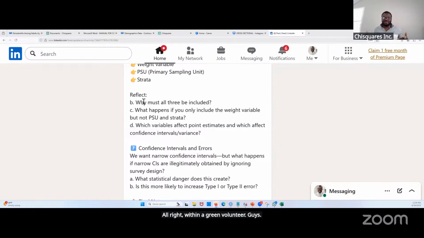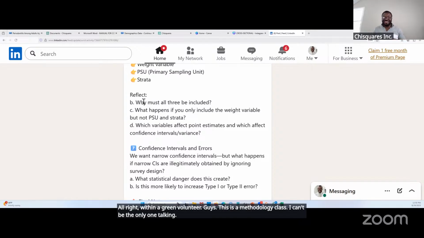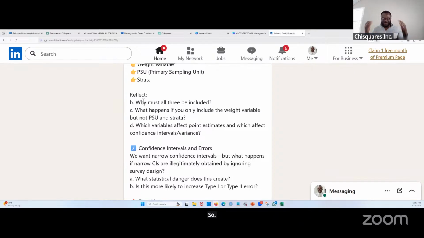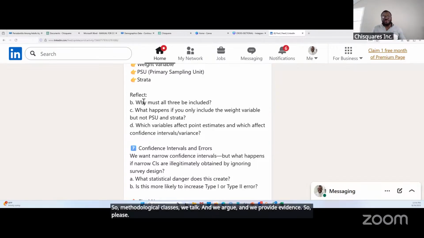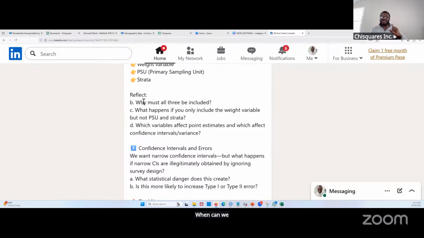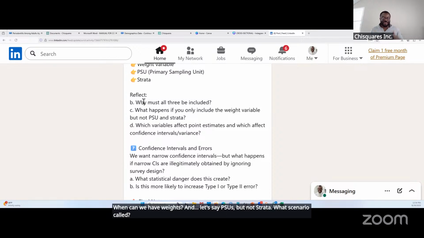Guys, this is a methodology class. I can't be the only one talking. So, in methodology classes, we talk and we argue and we provide evidence. So, please, when can we have weights and, let's say, PSUs, but not strata? What scenario can you think about?